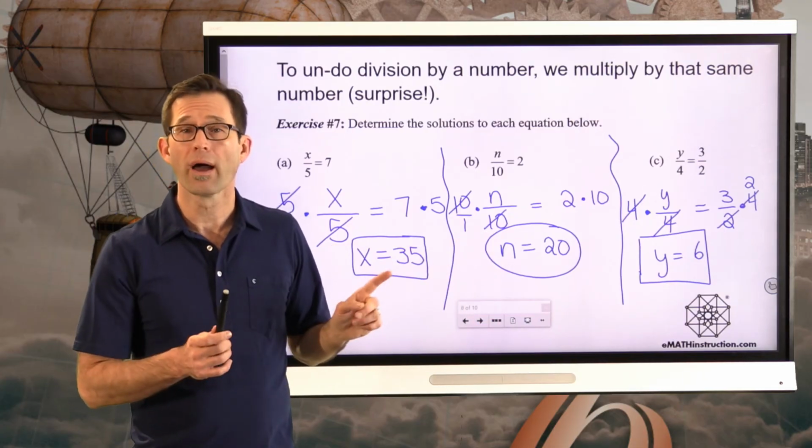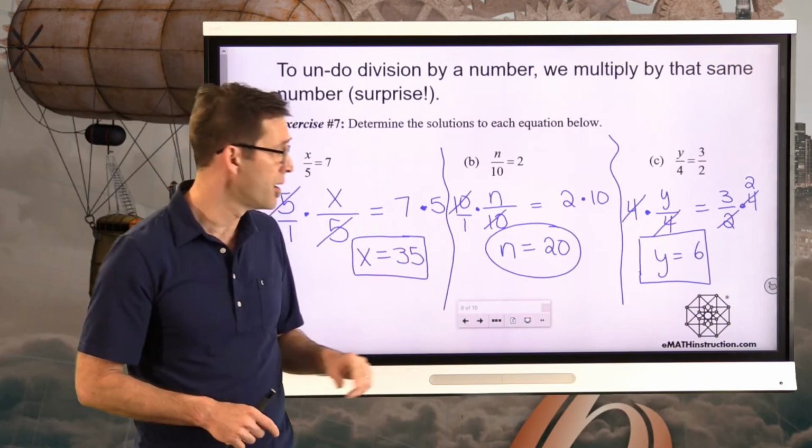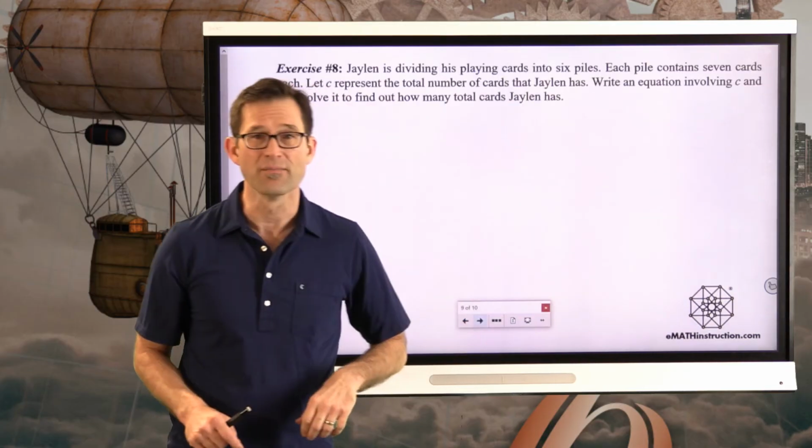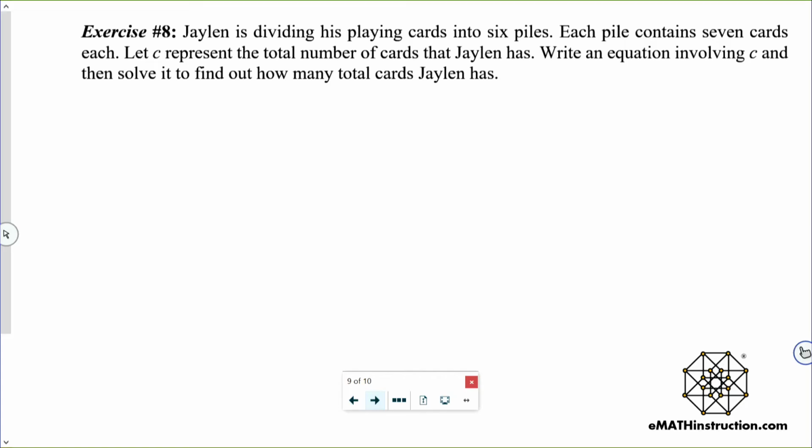Let's do one applied problem where we use this setup, and then we'll wrap up the lesson. Here we go, exercise number 8. Jalen is dividing his playing cards into 6 piles. Each pile contains 7 cards. Let C represent the total number of cards that Jalen has. Write an equation involving C and then solve it to find out how many total cards Jalen has.